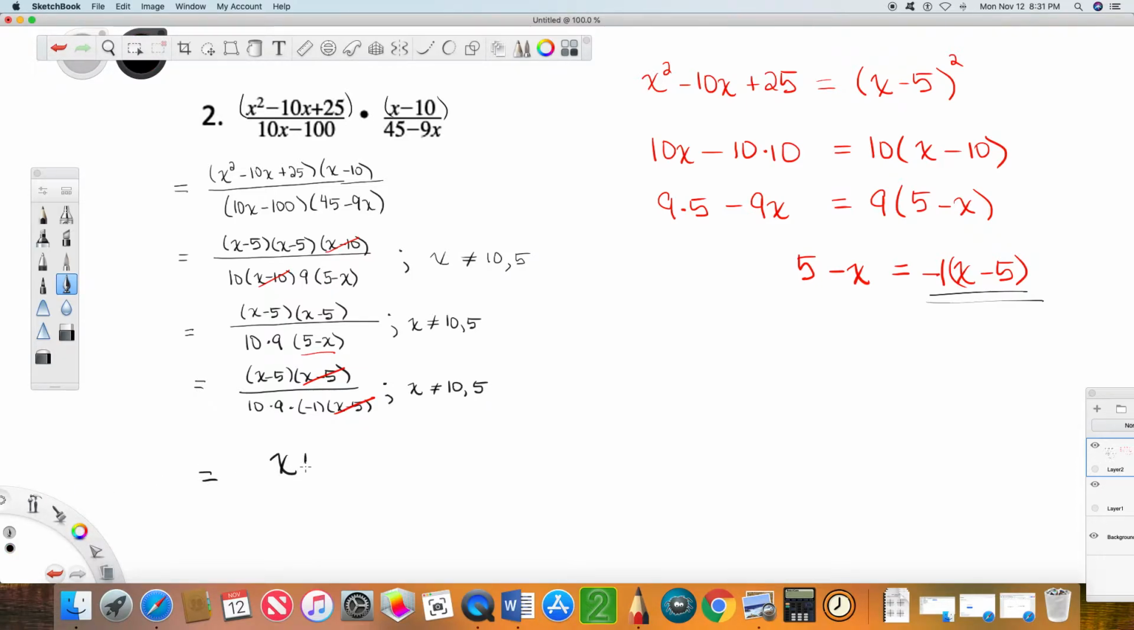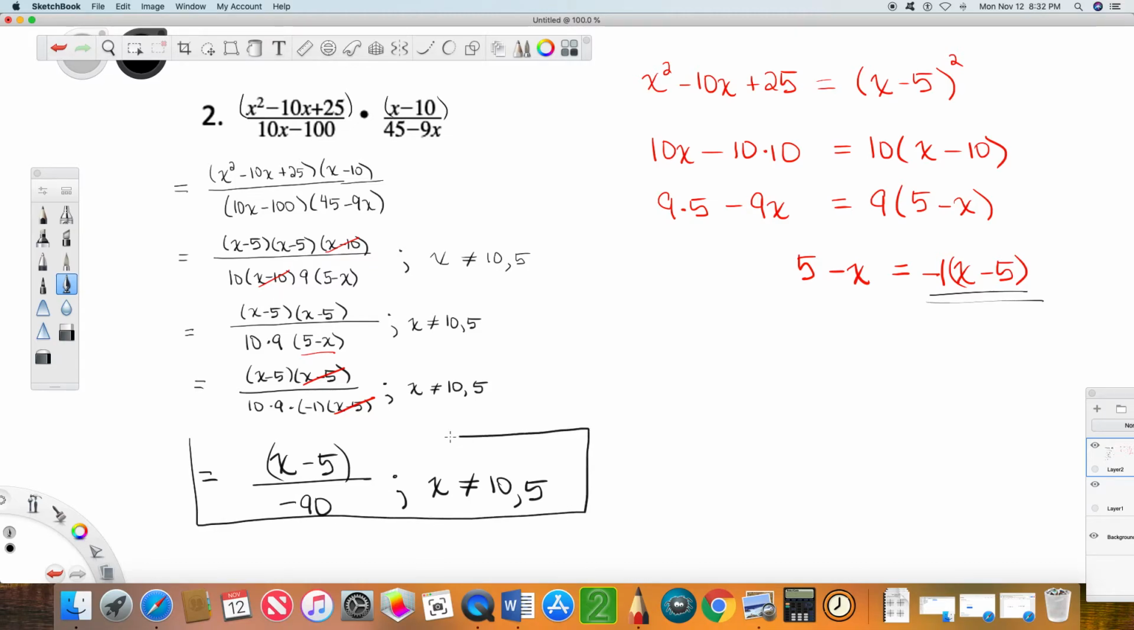and I can say that I have x minus 5 divided by, well, these are just numbers, so I can multiply them together. 10 times 9 times negative 1 is a negative 90. And there's nothing wrong with that answer. I can leave that answer like that. Now, a lot of times, people will take that negative sign and move it up to the numerator. But I'm just going to leave it right where it is. That's fine. No one can say that we're wrong. There we go. All right, that's our final answer.